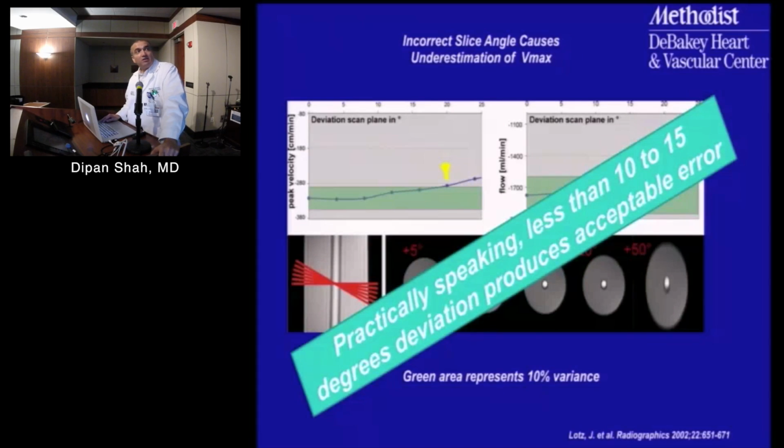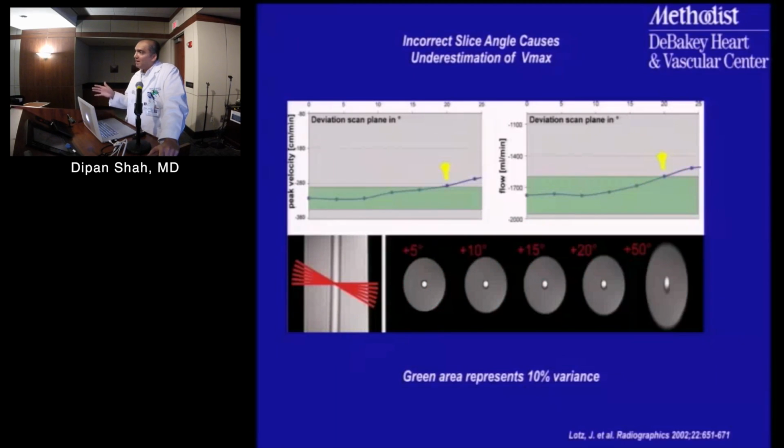So you want to try to be meticulous in doing that. But to some extent, there is some forgiveness if you're off angle by a little bit. The other advantage also with CMR is that you're not really limited by acoustic windows per se. So you can simply move a mouse and make sure that you are perpendicular to the vessel that you're interested in imaging. You're not limited by structures that physically may prevent you from being perpendicular to the vessel of flow.